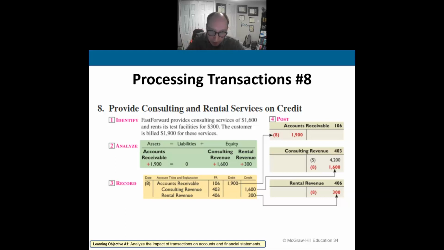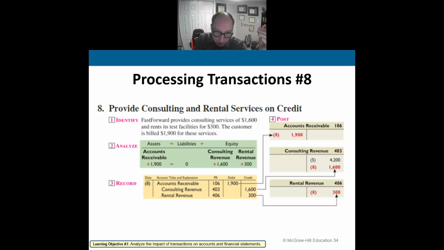In this case, I'm using accounts receivable because the business provided my services to my customer on account, or on credit. What that means is I provided my services, but my customer has not yet paid me. So therefore, we will use accounts receivable. Accounts receivable, as you recall, is an asset account. We expect to receive the cash from our customer later on. I have a claim to that cash. That's why it's an asset account.